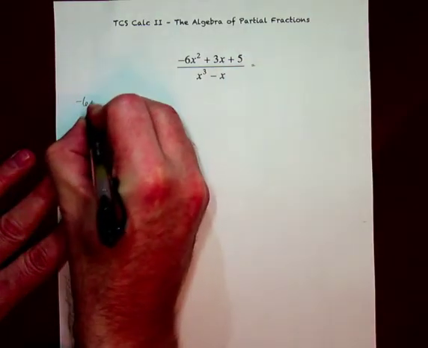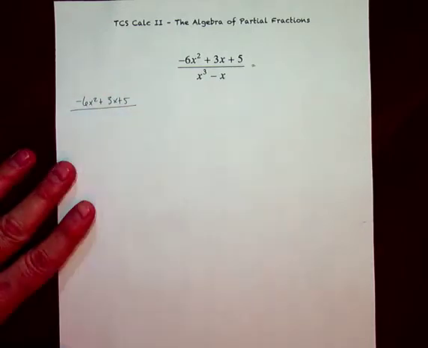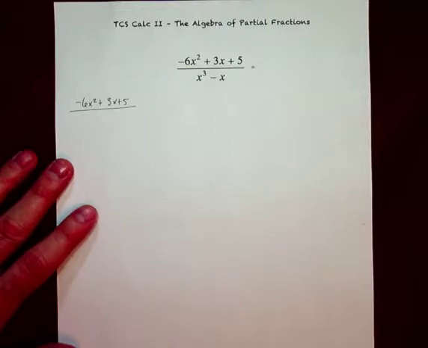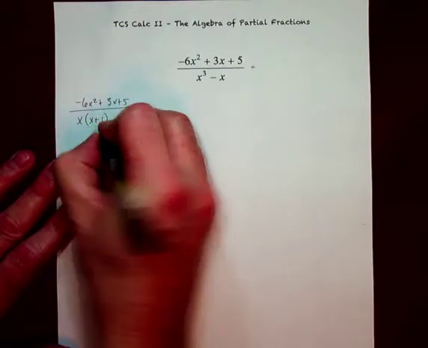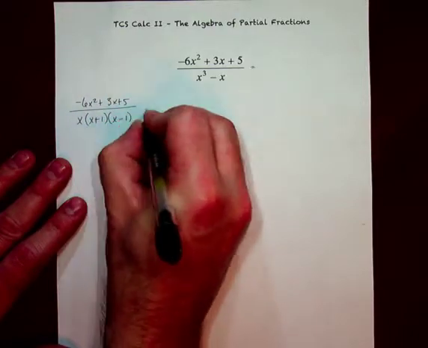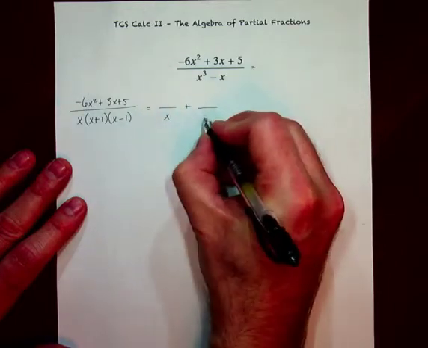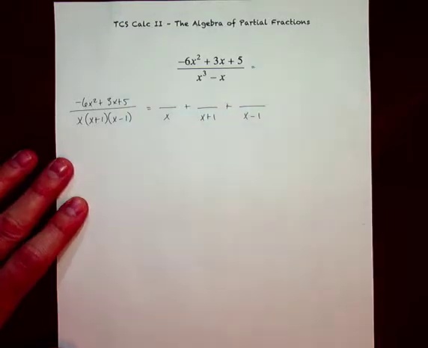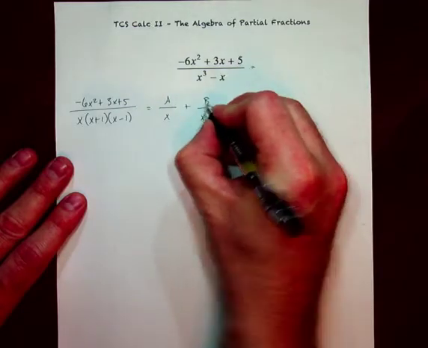This is negative 6x squared plus 3x plus 5. That denominator factors into 3 linears. We need to factor out a common factor of x first, which leaves x squared minus 1. So what we then have is x times x minus 1 times x plus 1. And so now we have 3. And that's not really that big of a deal. You just, instead of A and B, it's A, B, and C.